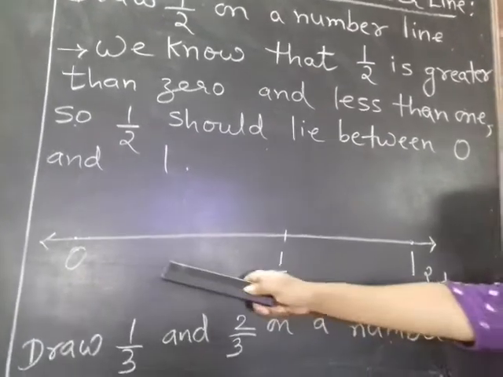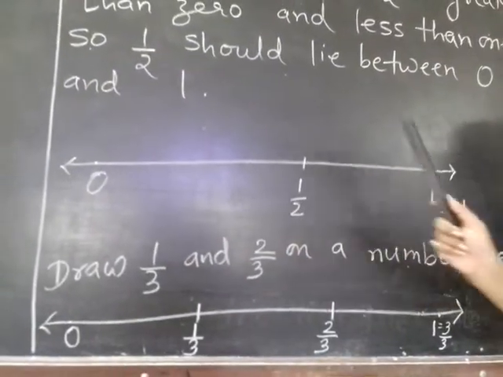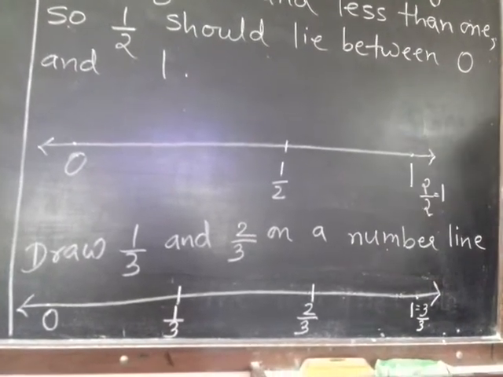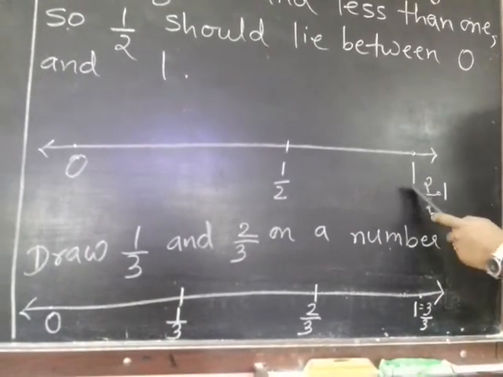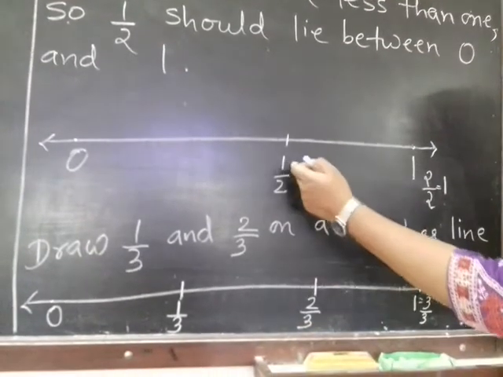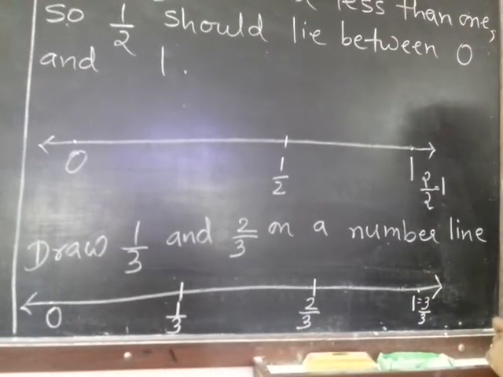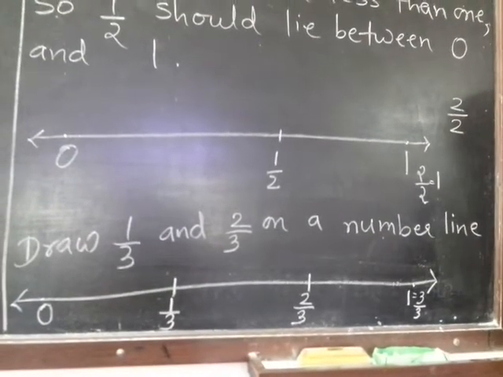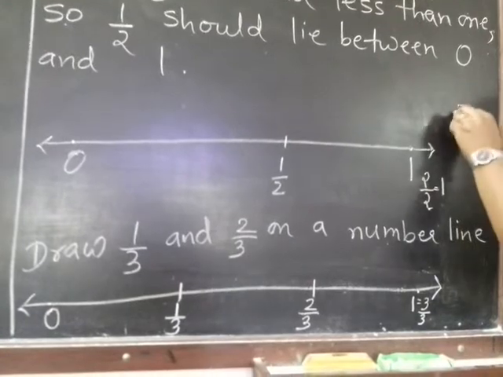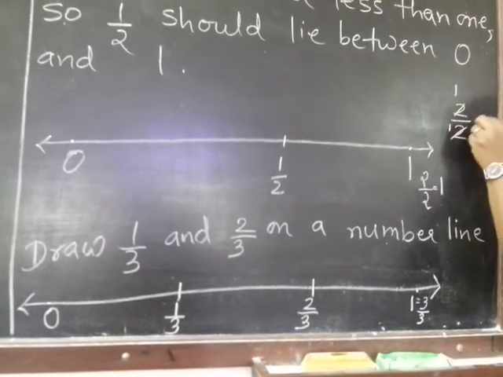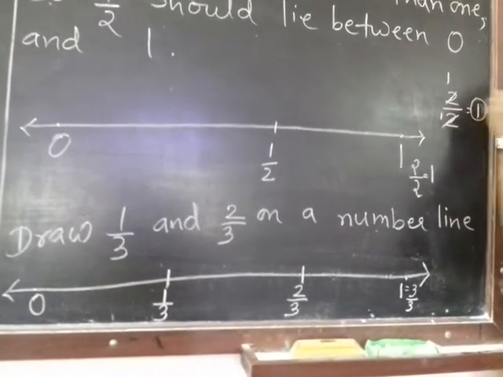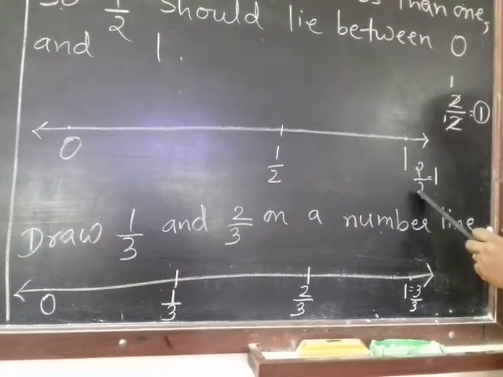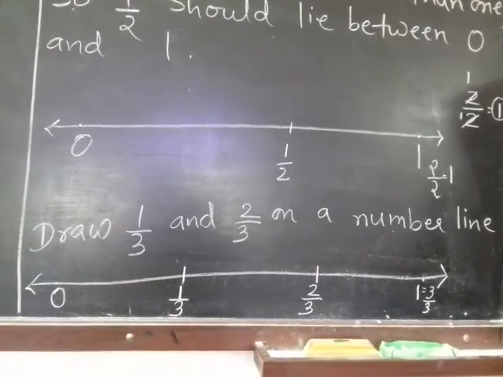Okay, now here we have the whole numbers 0 and 1, between which we have our half fraction. But how does this one become 1? Whenever the numerator and denominator are the same number, say for example 2 upon 2, right? 2 and 2 come in the table of 2. 2 ones are 2 and 2 ones are 2. So this 1 and 1 will become the whole number 1. So 2 upon 2 is equal to 1.